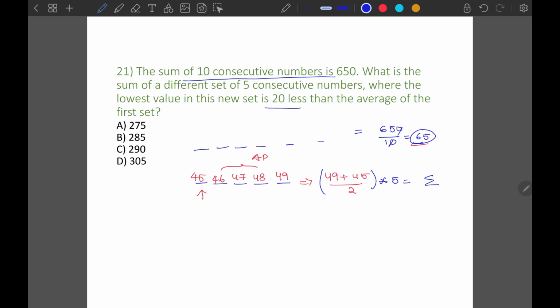So 49 plus 45 is 94, by 2, into 5. So 47 into 5 is 235. Okay, I think the option is not here, but the correct answer is 235.